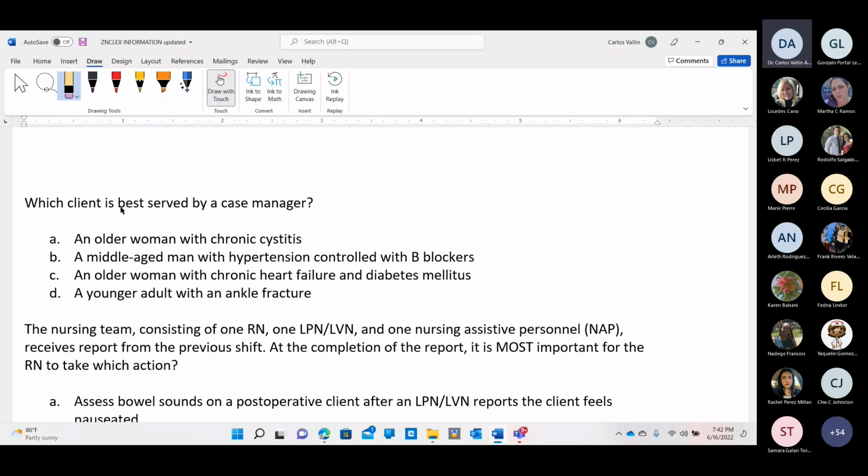Which client is best served by a case manager? It is another topic that is in NCLEX, okay? Case management. Case management is something that tries to obtain several benefits. Benefit number one, and probably the most important, the one that I had in my NCLEX and was the answer: reduce cost.